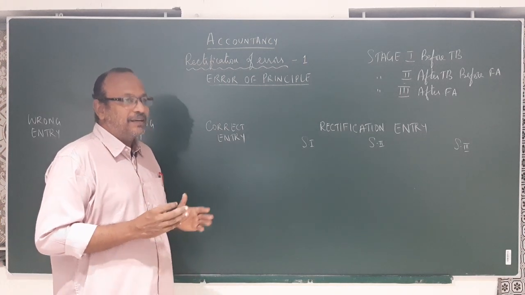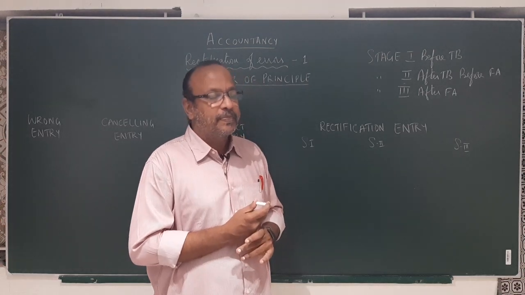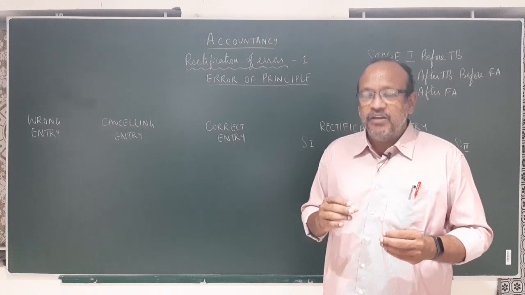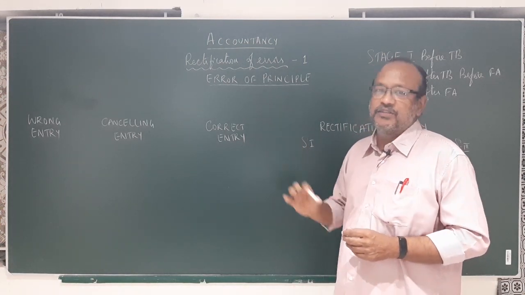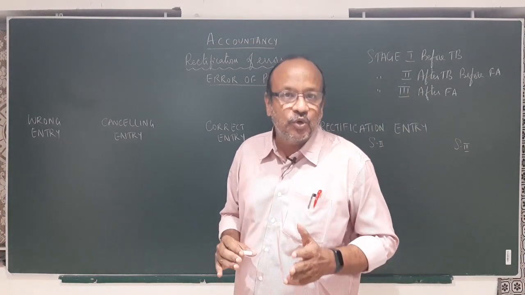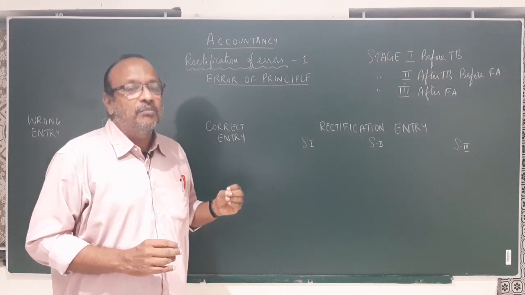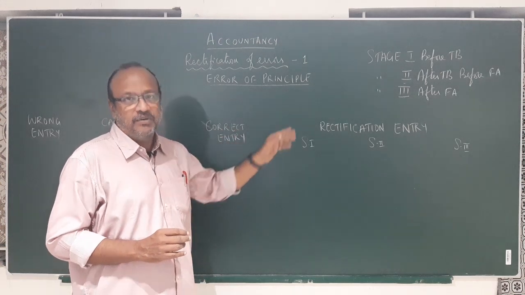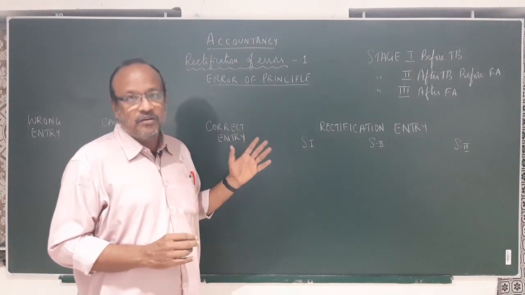Now, the errors are classified into various forms. In that one, a very common error is this error of principle. What is principle? Principle is the basic rule. When we commit an error without knowing the basic principles of accountancy, those errors are what we call errors of principle.